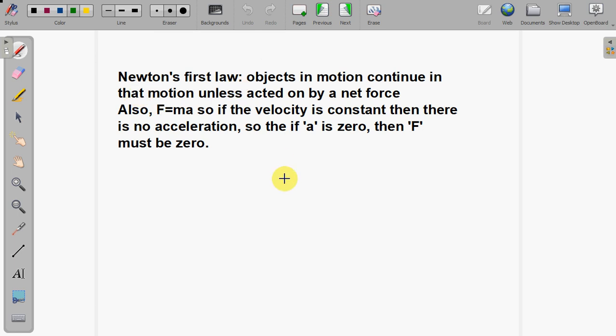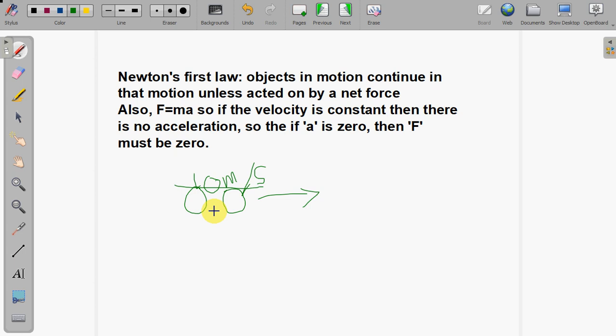Newton's first law says that an object in motion stays in motion unless acted upon by a net force. So if I had a super slick surface, and I've got a little car on my super slick surface with zero friction, and it's moving at say 10 meters per second that way. Once it's moving, I don't have to apply any force to it. If there's no friction to stop it, it will keep moving until a force acts on it.